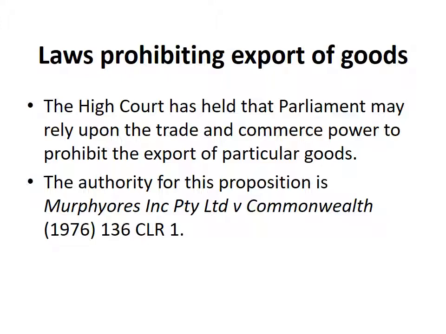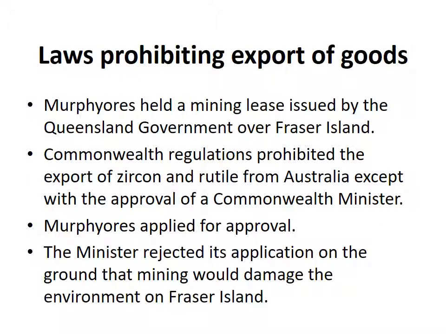The High Court has held that the Parliament may rely upon the trade and commerce power to prohibit the export of particular goods. The authority for this proposition is Murphyores v Commonwealth. Murphyores held a mining lease issued by the Queensland Government over Fraser Island. Commonwealth regulations prohibited the export of zircon and rutile from Australia except with approval of a Commonwealth minister.